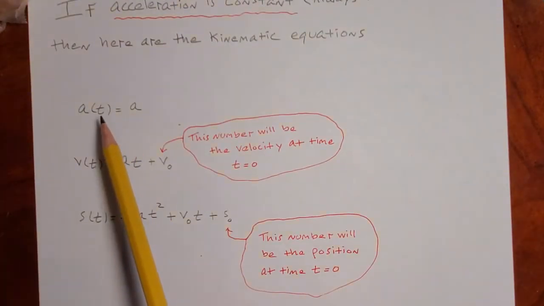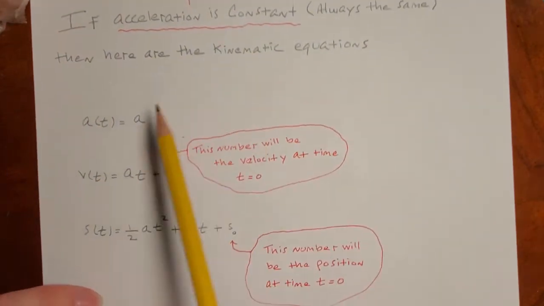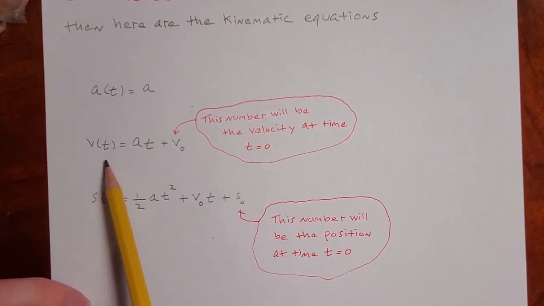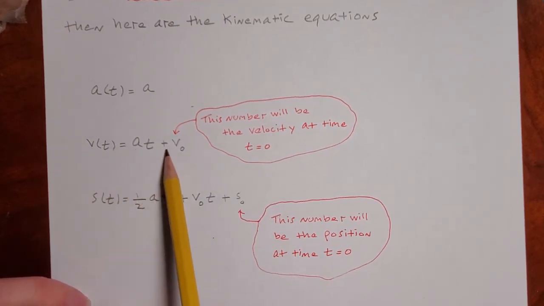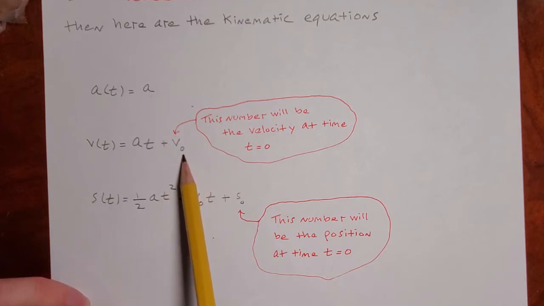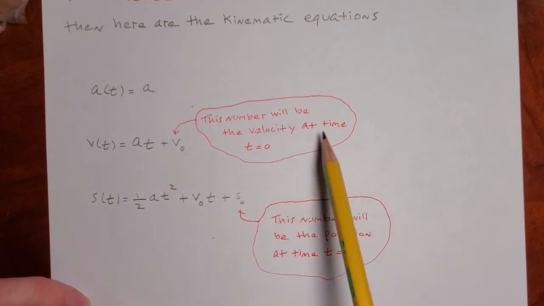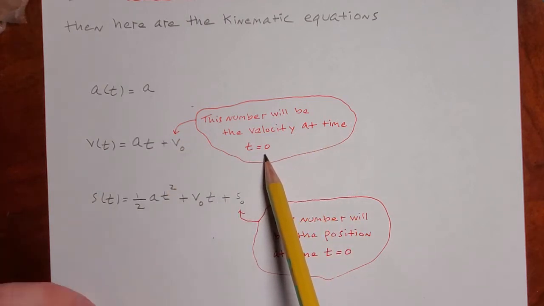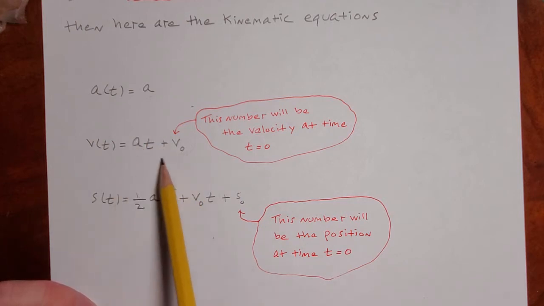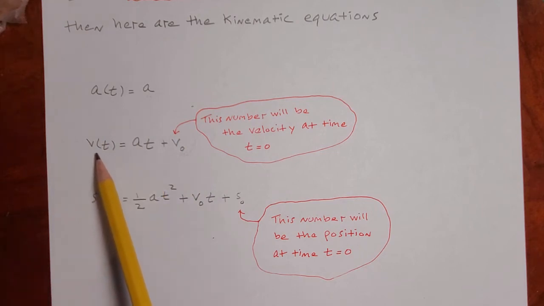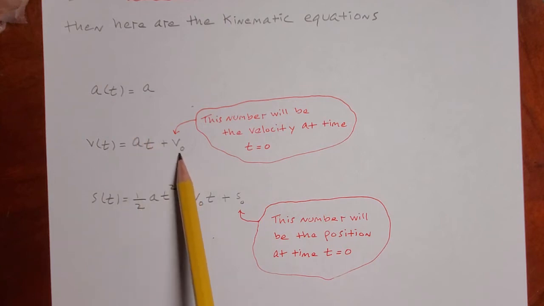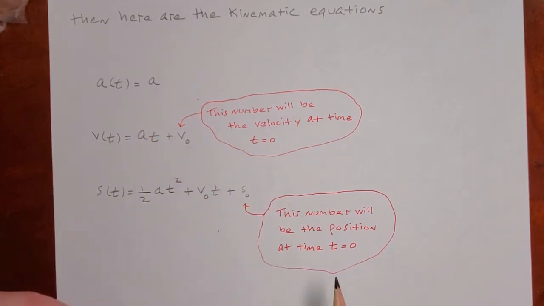Well, why would that be? If it's not changing, then at any time it's going to be that number a. And then the velocity will be a times t plus v naught. In this symbol, that's a v with a subscript of 0. And that number right there will need to be the velocity at time t equal to 0. Can you see why it would need to be that? What if you put 0 in for t? What should this tell you? It should tell you the velocity when t is 0. If you put 0 in for t, this is going to go away, and that's what you're going to get. That's why that number needs to be the velocity at time t equal to 0.